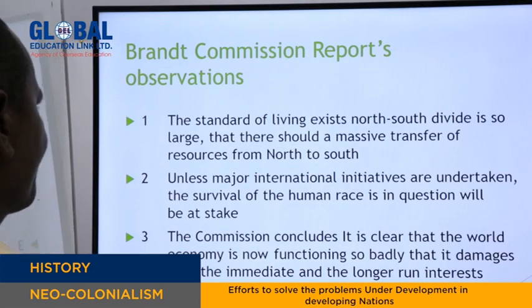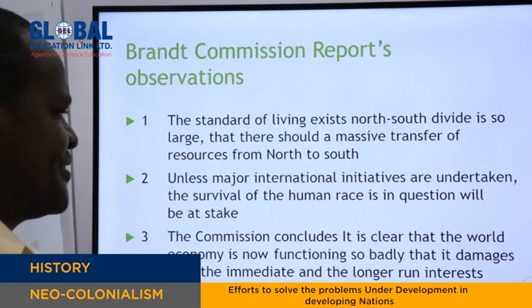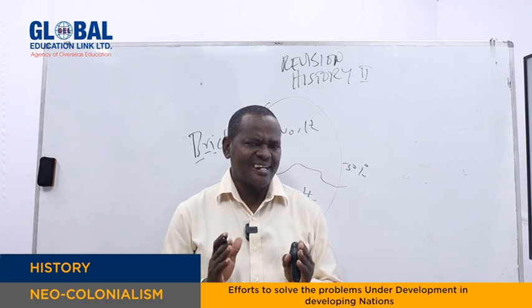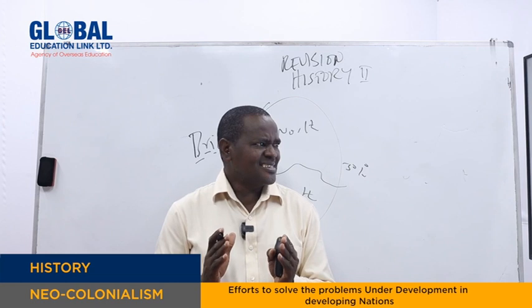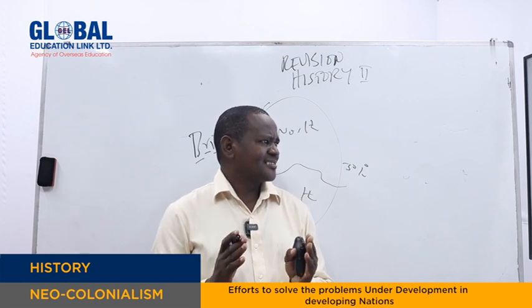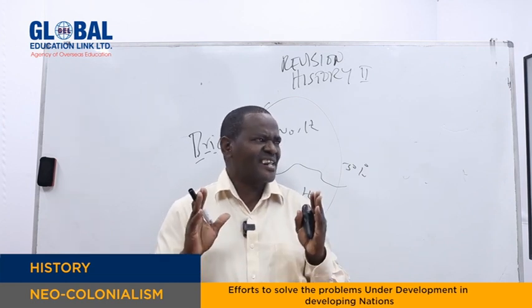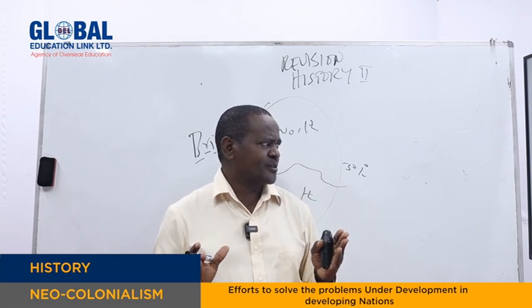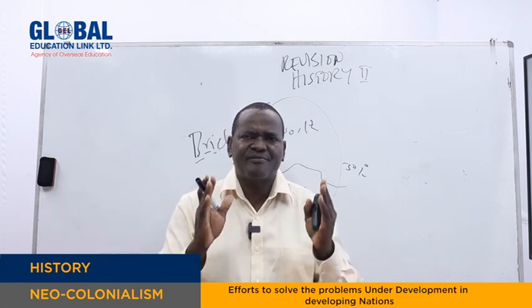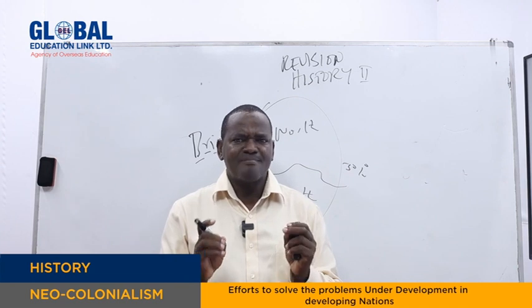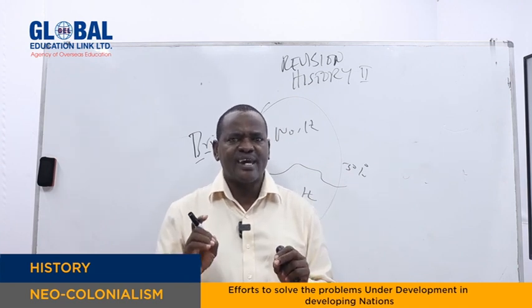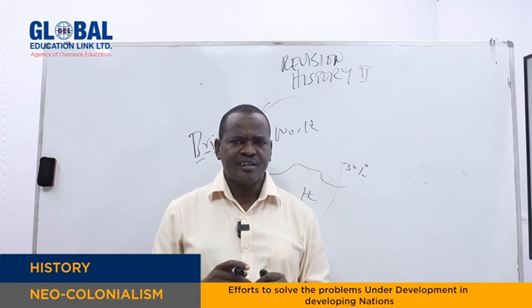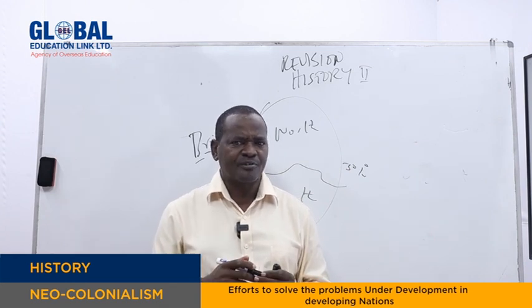My dear students, the Brandt report had some observations. The first observation of the Brandt report is that the standard of living of the people of the South and that of the people of the North is so highly divided that there is a very large gap between them. So there should be a massive transfer of resources from the northern countries to the southern countries to help the southern people. That is exactly what he proposed, my dear students.